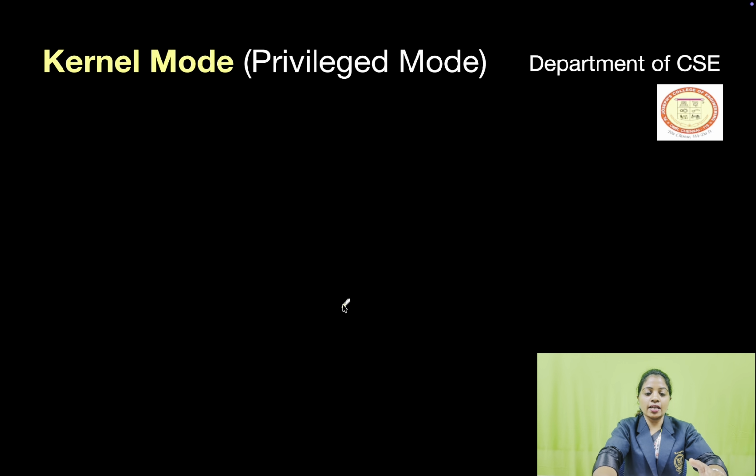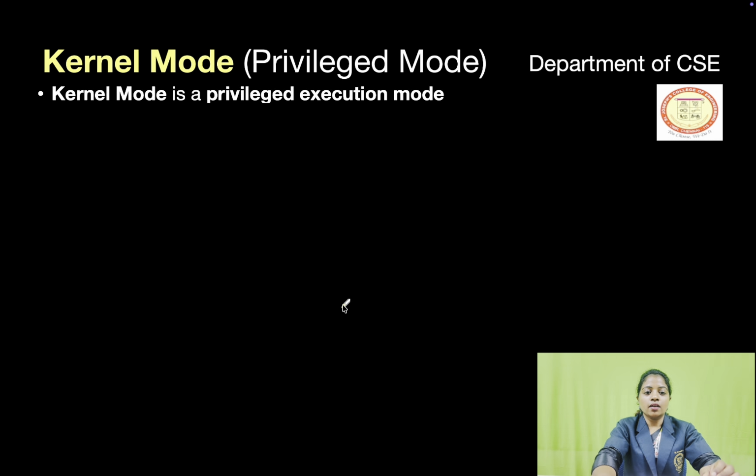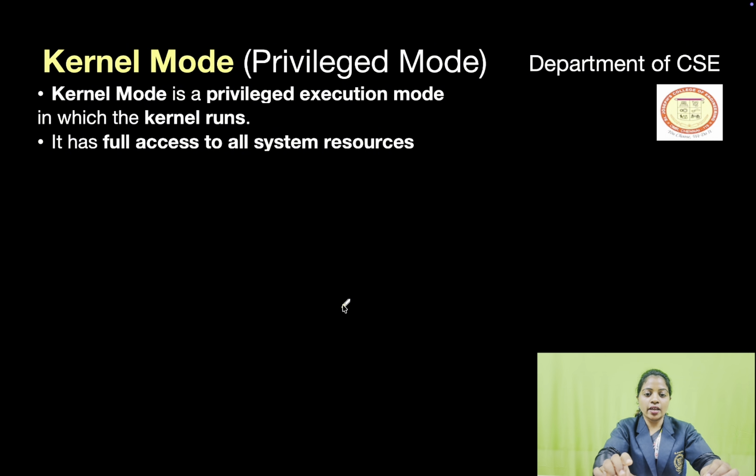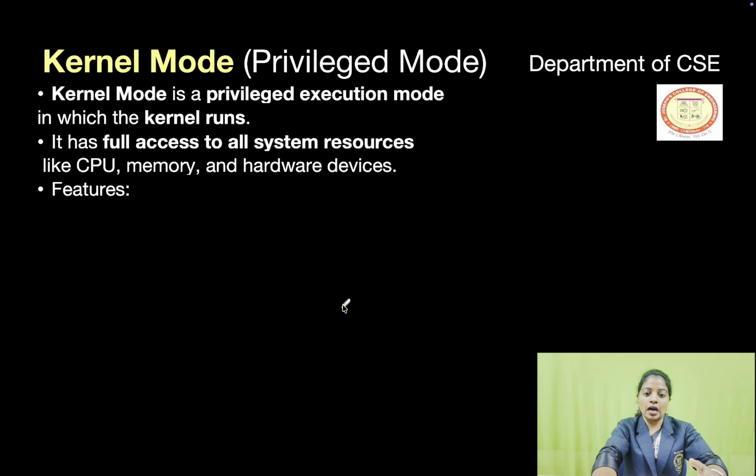Next, we can see two types of mode. One is kernel mode, which is called a privileged mode. Kernel mode is a privileged execution mode where the kernel runs. So we know the kernel runs in kernel mode, and the kernel has full access to system resources like CPU, memory and hardware devices. The kernel is the only one which has full access to the system resources like hardware devices.